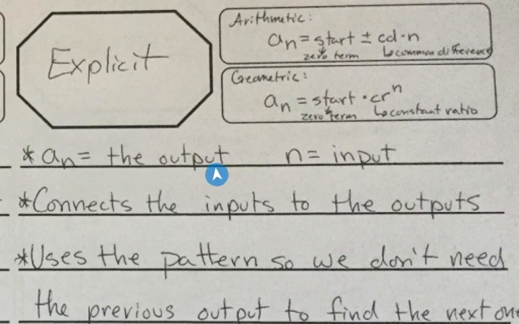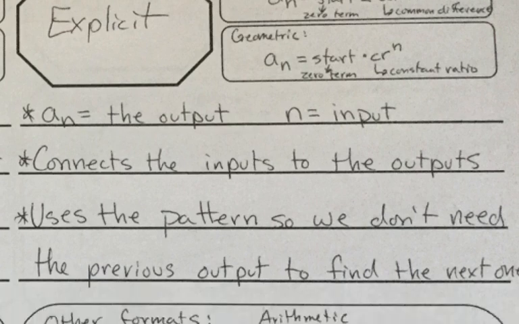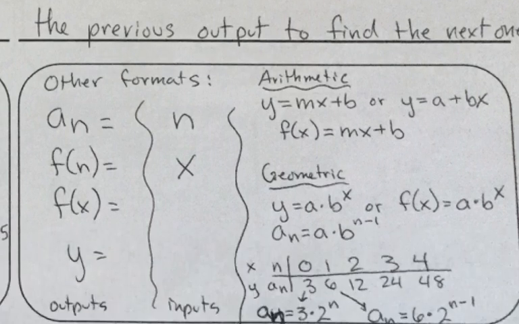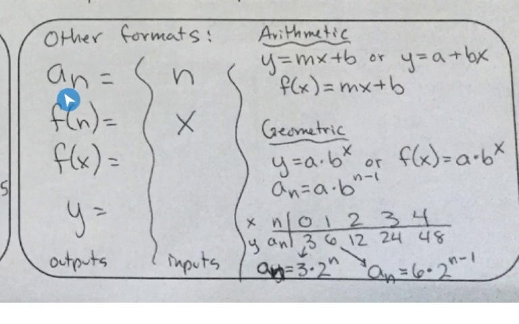So the a sub n still represents the output. N represents the input. Notice now that we just have an n here, because this connects the inputs to the outputs. Okay. The reason we like that is because it uses the pattern, so we don't need to have that previous output, especially the higher up we get. Okay. Other formats we may see, we have the a sub n for our output. Could do f of n, f of x, even y. We see it a lot, especially with graphing. Inputs generally n or x. Technically, those numbers, or variables, could be anything else.